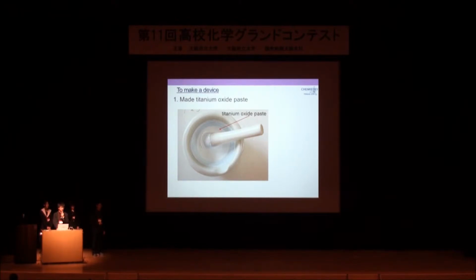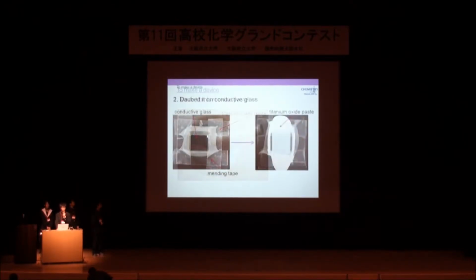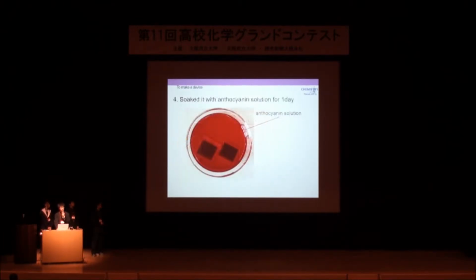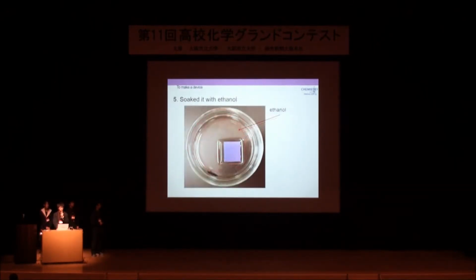First, mix titanium oxide and nitric acid to make titanium oxide paste. Second, spread it on conductive glass. Next, when the paste is dry, bake it at 450 degrees Celsius for 30 minutes in an electric furnace. Then, soak it in anthocyanin solution for 1 day. Next, soak it in ethanol to remove the physically adsorbed anthocyanin.